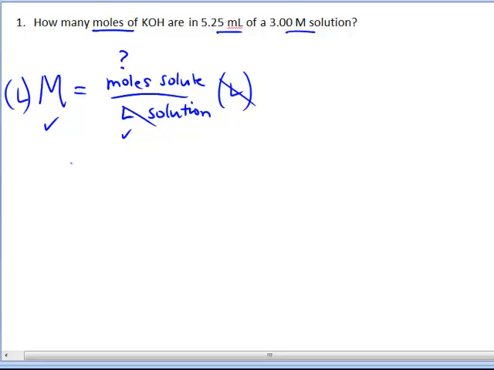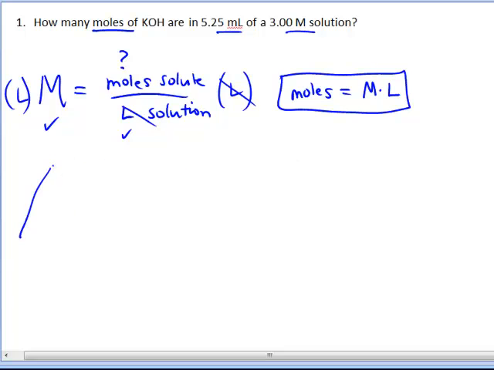Okay, so let's write that down. Moles equals molarity times liters. Another thing you can do is when we did density, we used this little triangle as a tool here. Molarity equals moles per liter. And so if we're looking for moles, you cover up moles, and you see that molarity times liters will get you moles. Okay, so that's a little tool that you can also use just to double check your algebra.